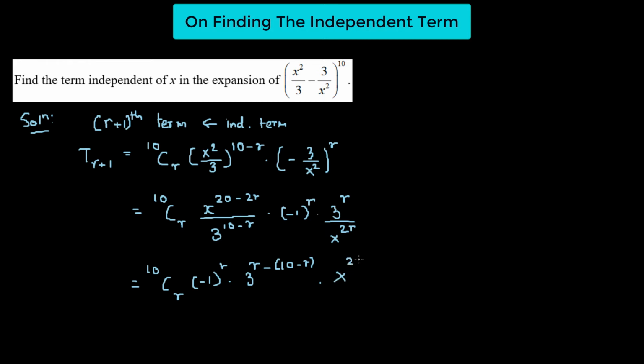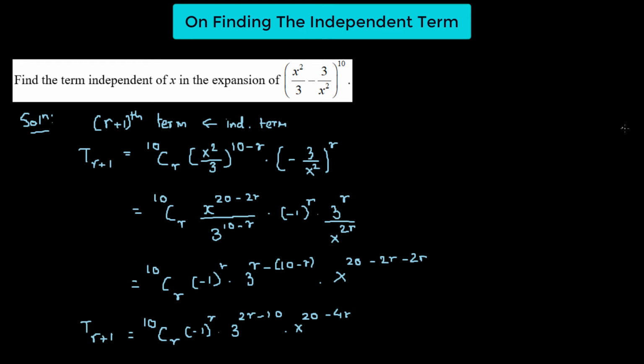So we have x raised to the power of 20 minus 2r minus twice of r, which is equal to 10cr times negative 1 raised to the power of r times 3 raised to the power of twice of r minus 10 times x raised to the power of 20 minus 4 times r. So this is our r plus 1th term.